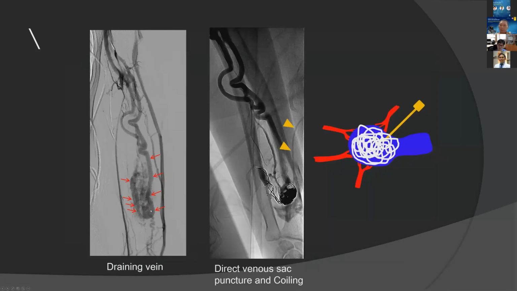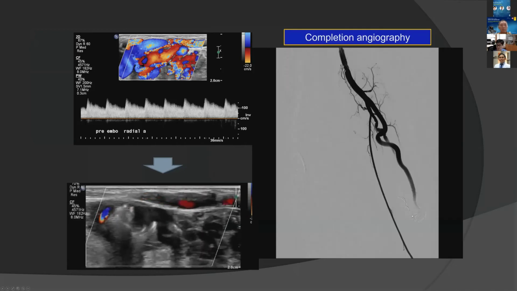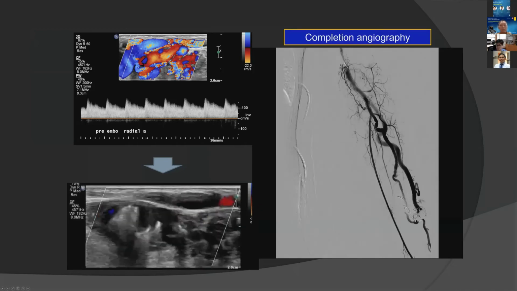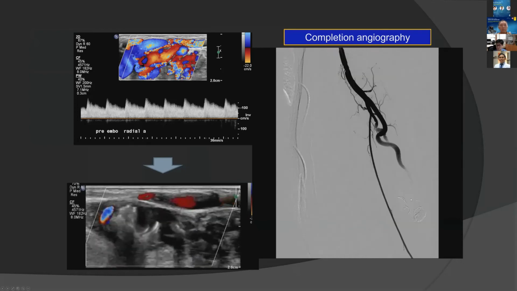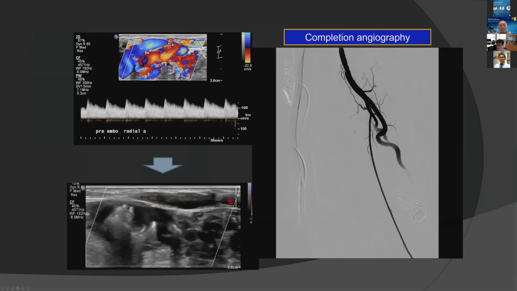So this is the late phase of the arteriography. You can see the single draining vein here. So I wanted to embolize the draining vein with a 5 French dilator insertion. After draining vein embolization, this lesion's venous sac was completely embolized. This is an adjacent radial artery. And follow-up completion angiography shows there is no residual early AV shunt. Then the patient goes to the OR to resect this lesion.